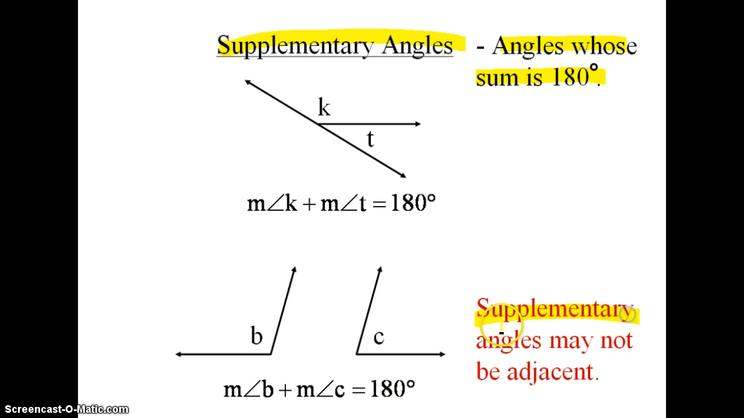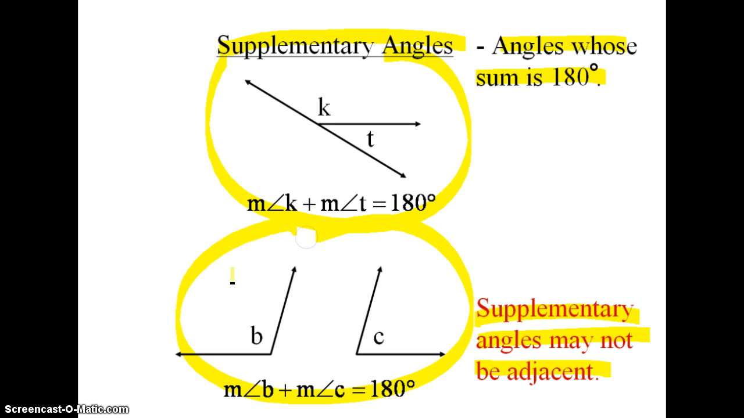So supplementary angles also do not need to be adjacent like you see in the first picture, but they just have to add up to 180 degrees. Go ahead and copy all this down that I've highlighted.